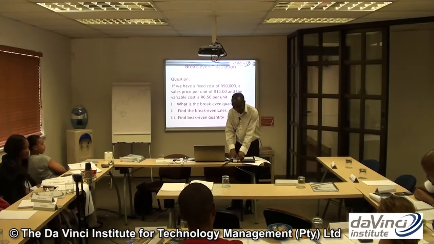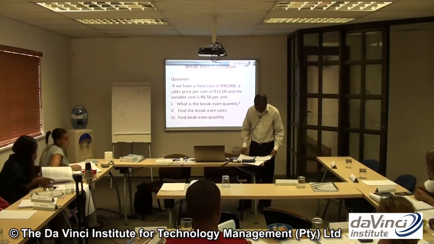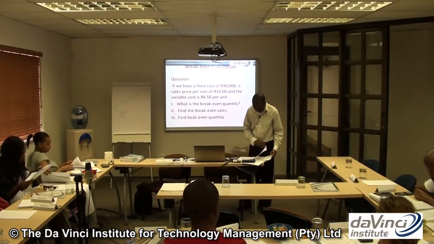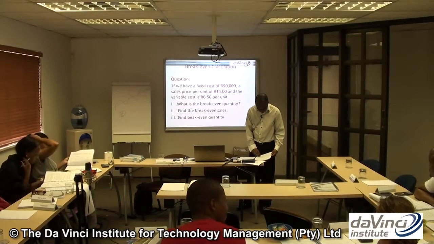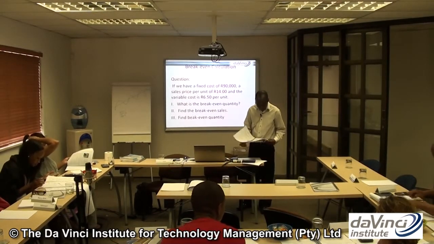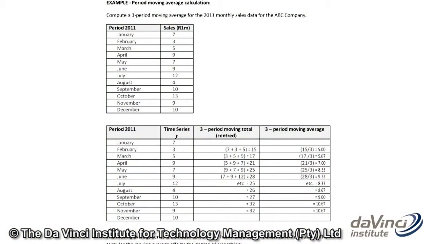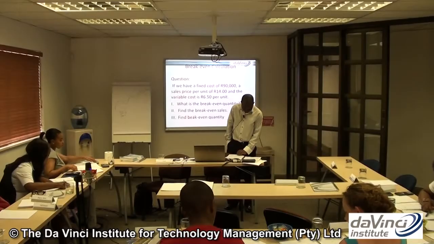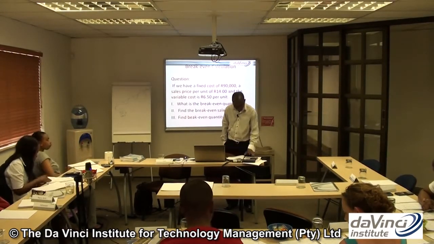Okay, let's refer to the study guide. Page 96. So one of the methods there to get a good trend is to use the moving average method. We are on page 96, right? The moving average method.